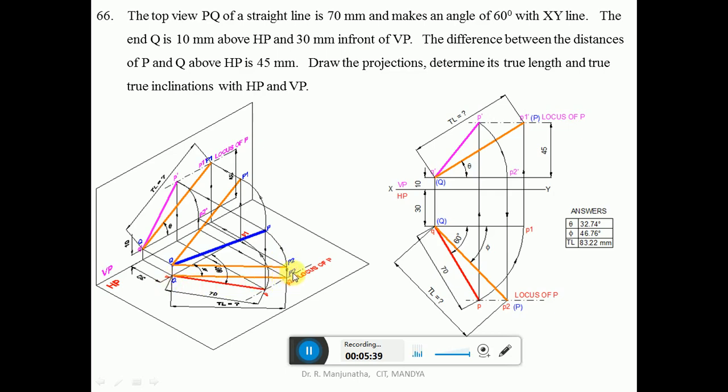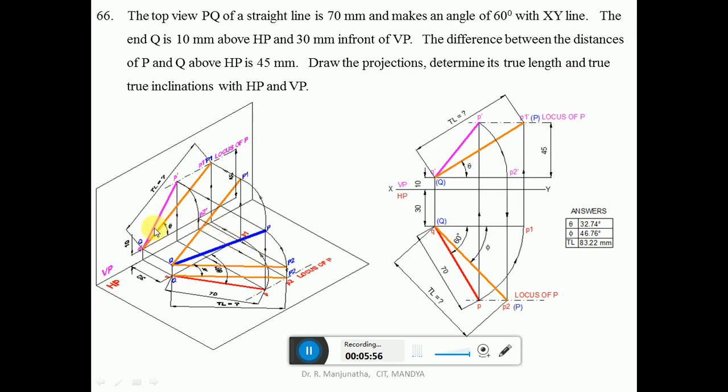P2 will be cutting the locus of Q in the top view. So now this will be QP2 in the top view. The inclination made by that with respect to VP is phi. But when you are looking from the front view, the image will be on this, which will be P2 dash.